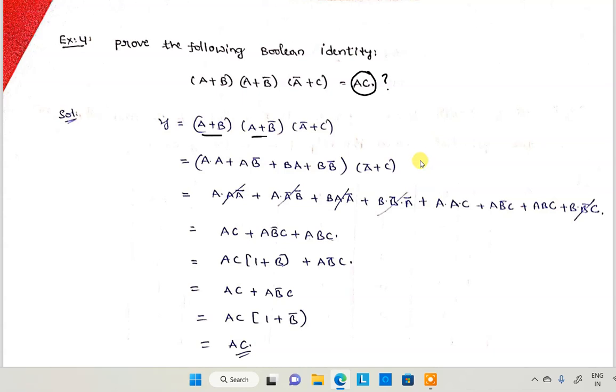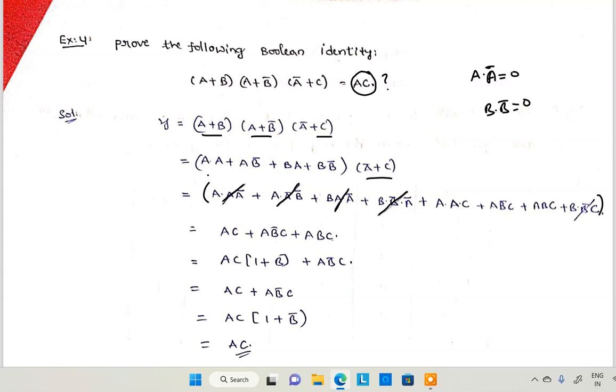Just multiply these two first of all. After that multiply with this. You will get this particular relation. A into a bar is 0. B into b bar is 0. A into a bar into a is equal to 0. B into b bar is equal to 0. That means any product of that particular complementary, the product of the original value is equivalent to 0.